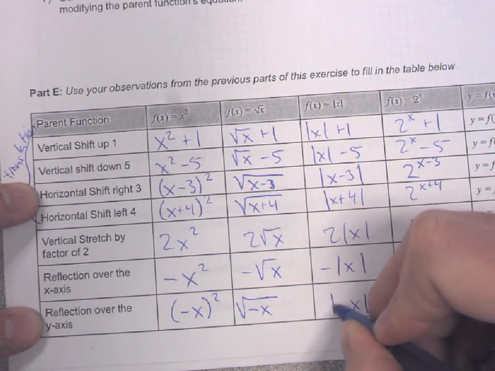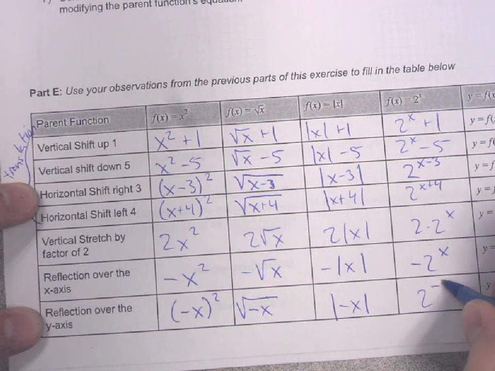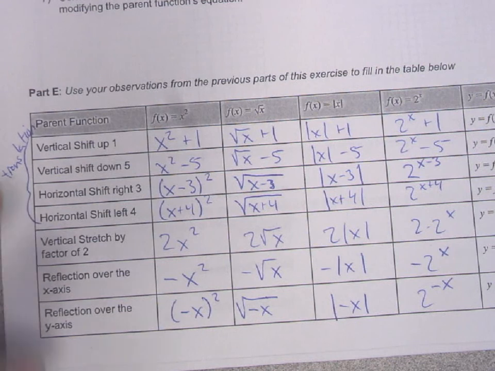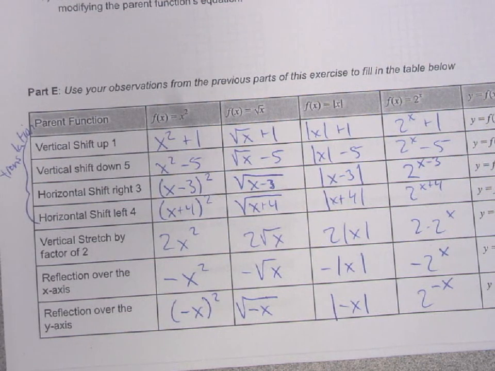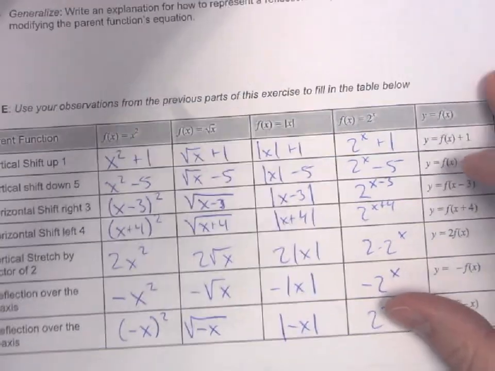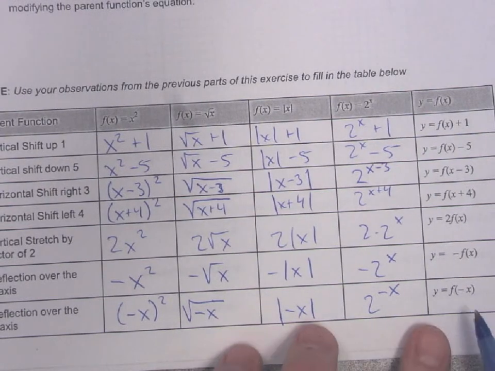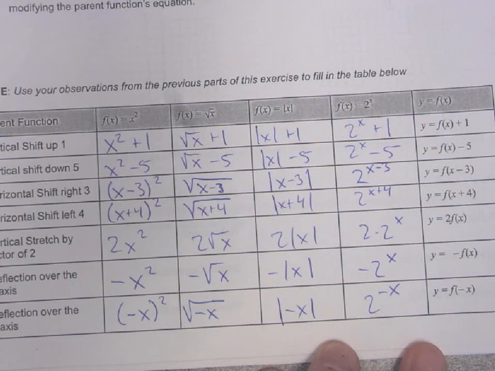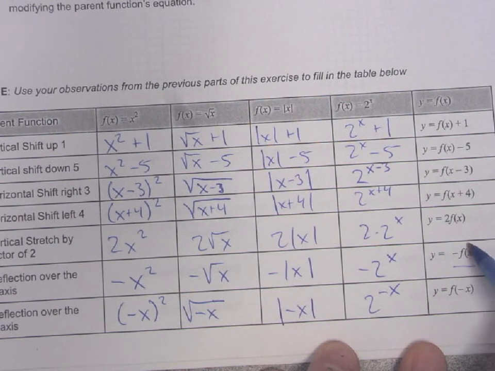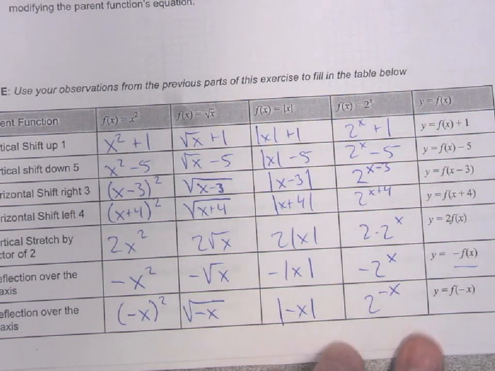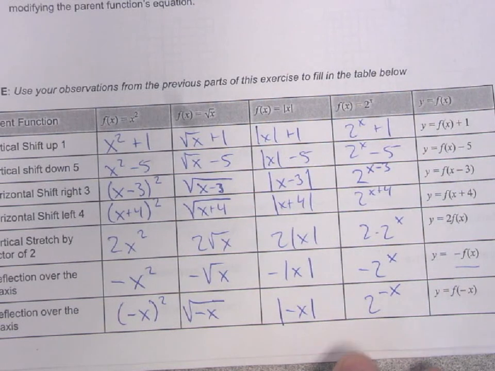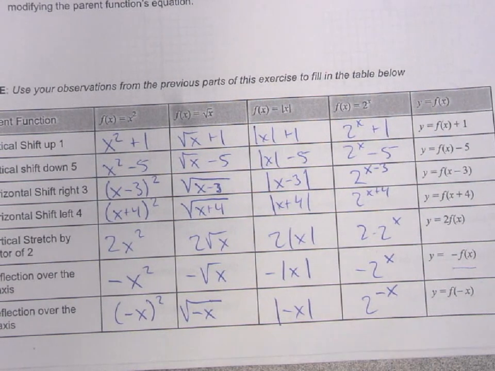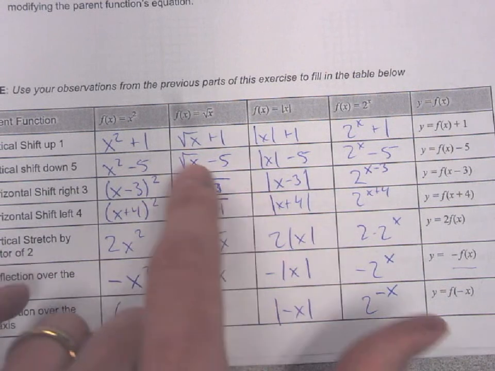Okay, so absolute value of negative x and 2 to the negative x power. Those will all be reflections over the y-axis. Again, on the far right is just the generic way of stating that. F of negative x is saying put the negative on the x first and then do your operation. This indicates that you're going to do the operation like normal but just slap a negative on the outside. All right, so this is the general way of representing some of those transformations.